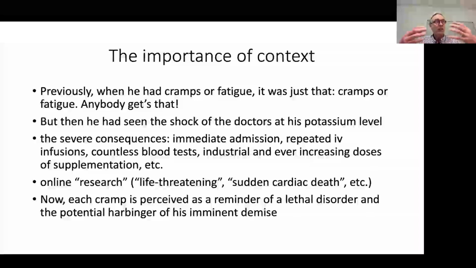And that's when he started looking up on the internet and saw that this is something that can lead to sudden death. And now, whenever he has cramps or fatigue, it's not just cramps or fatigue. For him, that is the first step, and the next step is sudden cardiac death, and that's it. And that's why he is so panicked about it, and that's why he experiences these symptoms now much more dramatically.